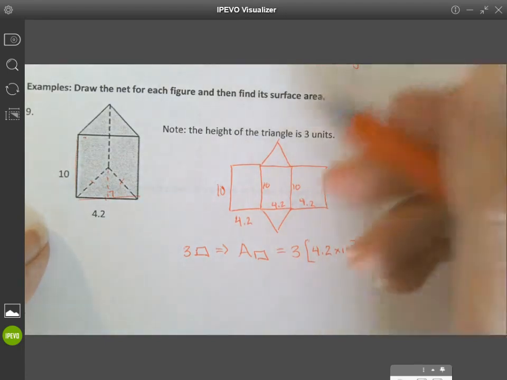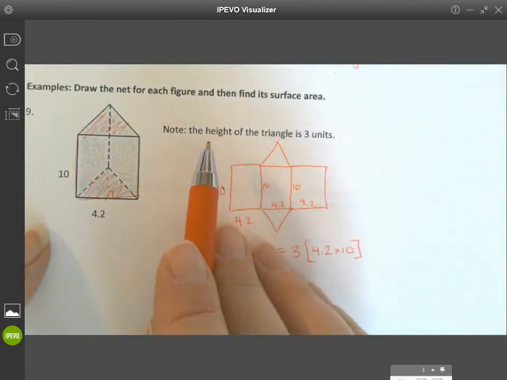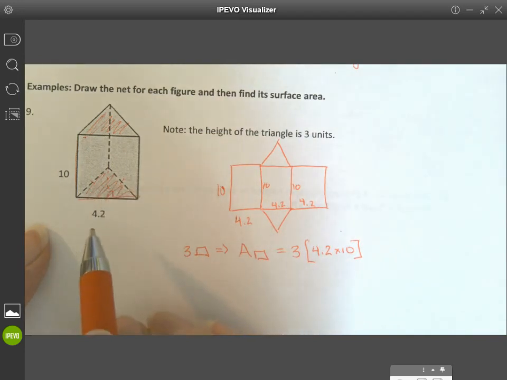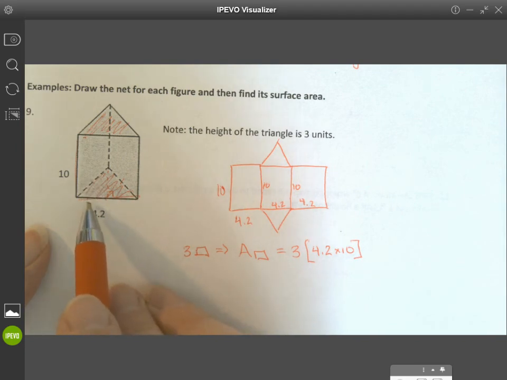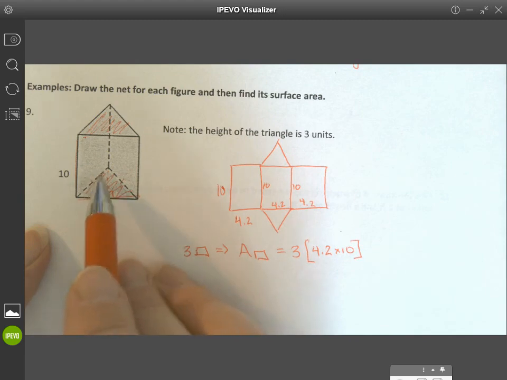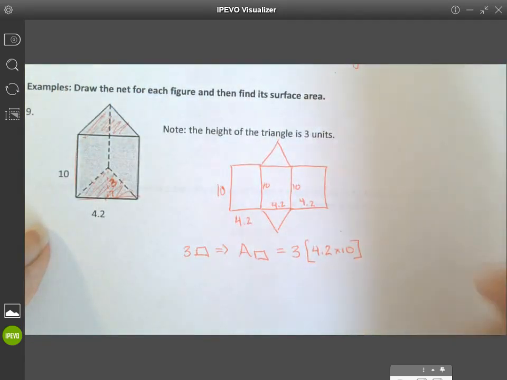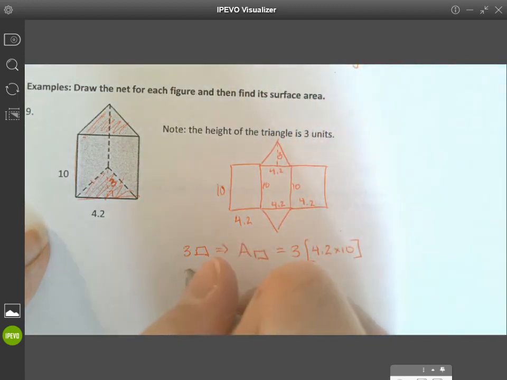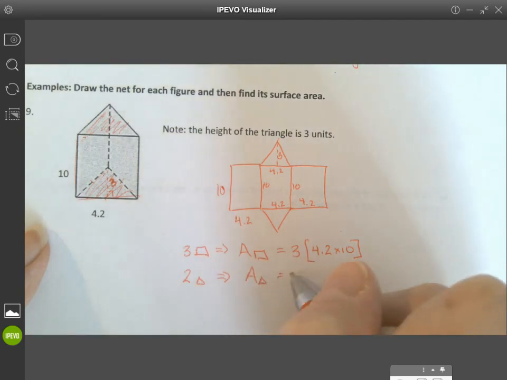Now, we also have the 2 triangles, these bases. If you read the extra information, it says the height of the triangle is 3 units. I couldn't find the area of the triangle if they didn't tell me the height, or I would have had to use the Pythagorean theorem: 2.1 squared, because that's half the base, plus h squared equals 4.2 squared. They gave us a height of 3, which was very nice of them. So my triangle has a height of 3 and a base of 4.2. Now I have 2 triangles.